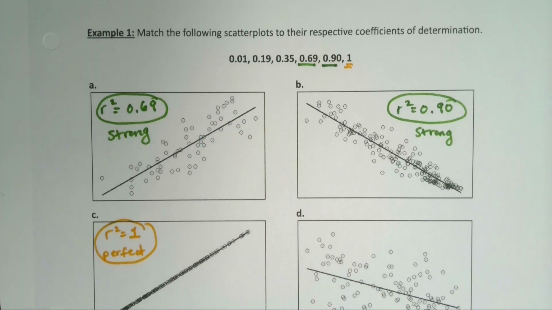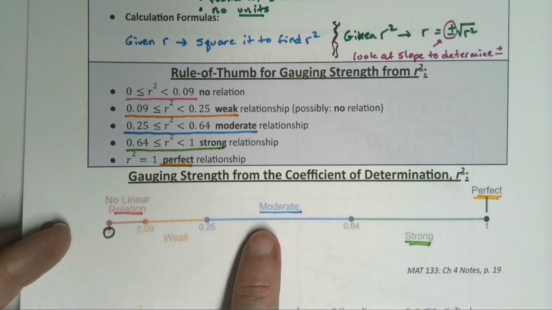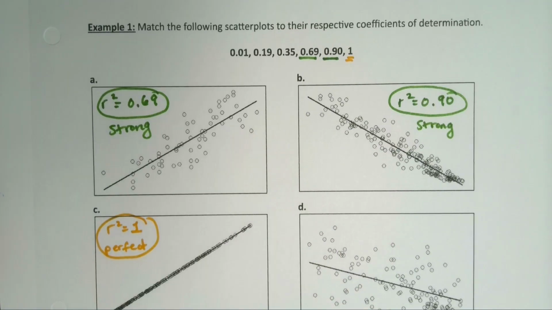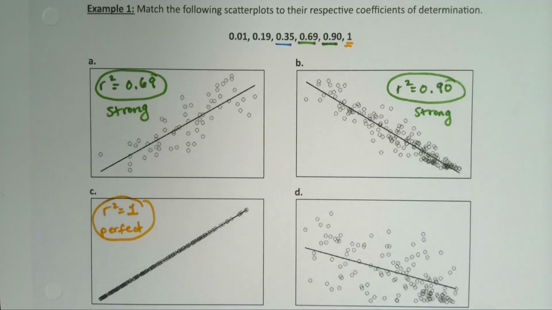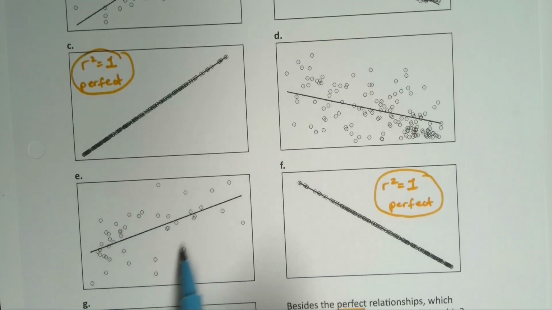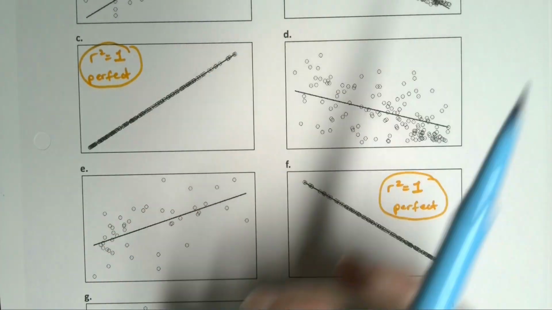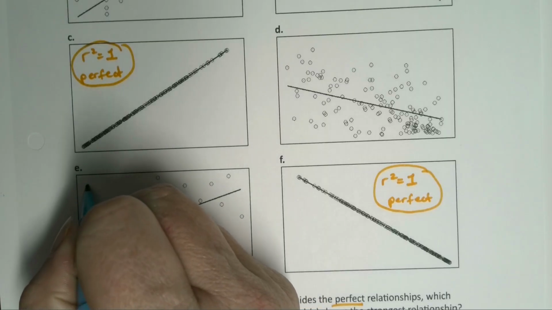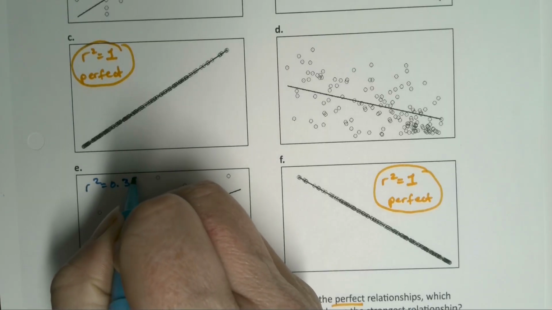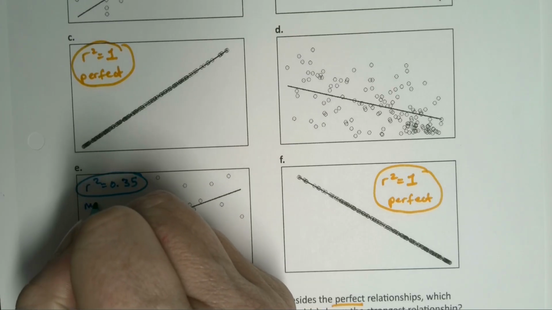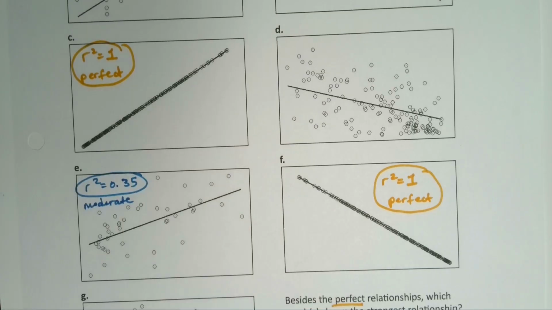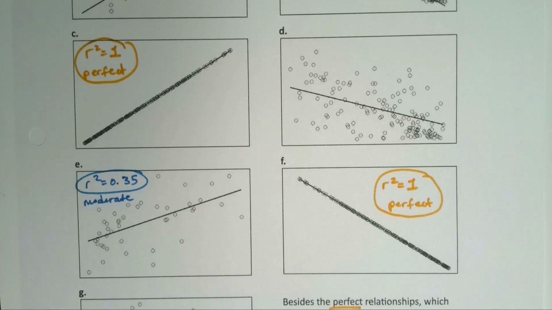All right, 0.35. Now it seems like 0.35 is a low number, but remember, 0.35 is right in the middle of the moderate zone. So you're looking for a moderate relationship, one where the points are close to the line. You can kind of see it, and that's this one right here. You can really see those points near that line. So this is r squared equals 0.35. This is a moderate relationship. We've actually already done these graphs back in section 4.1, so you can verify them with the r counterparts that we found in that chapter.